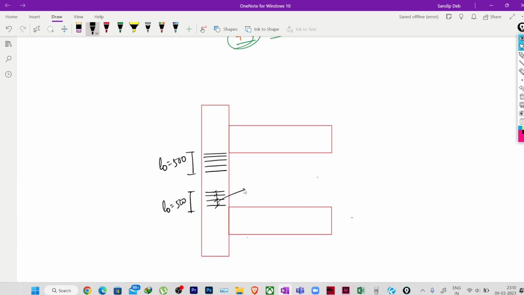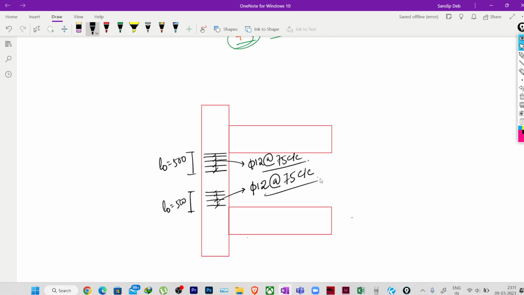So we'll be providing 12 mm dia bar at the rate of 75 mm center to center. Here also we'll be providing 12 mm dia bar at the rate of 75 mm center to center.